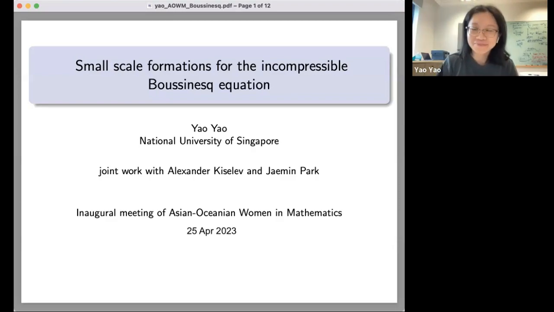Today I will discuss some of the small scale formation aspects for the Boussinesq equation, which is the equation describing the movement of fluid under the influence of gravity. This is joint work with Alexander Kiselev at Duke University and my former student, Jamie Park, who is currently a postdoc at University of Basel.